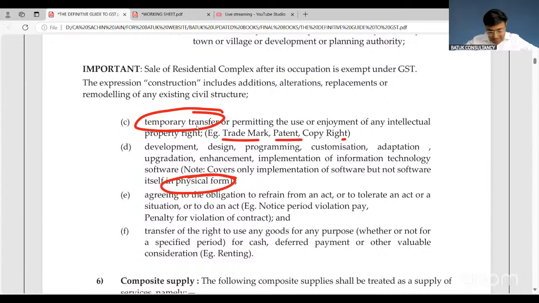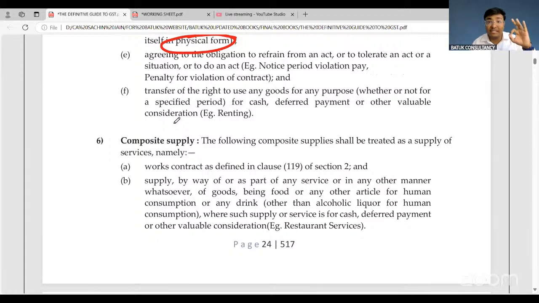And if I pay that amount for the notice pay violation, that will be treated as supply of service, and the company has to make the payment of GST on that. Transfer of the right to use any goods for any purpose will be treated as supply of services. And sir, composite supply, as the name suggests, will involve two types of supply. One will be goods, another will be supply of service. But prima facie it will be treated as supply of services.